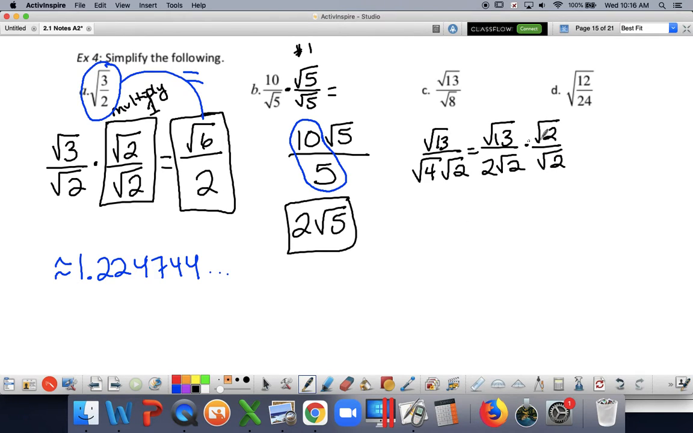I wind up in my numerator with the square root of 26, and in my denominator, I have 2 times 2, right? Right here is the number 2, and I have that other 2 outside. So I get the square root of 26 over 4.